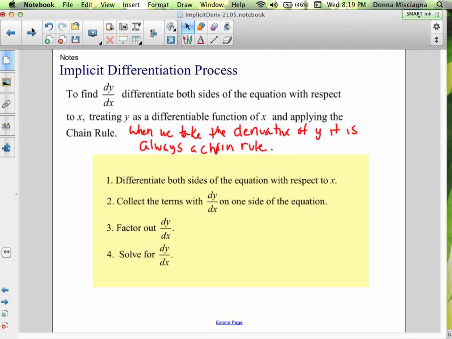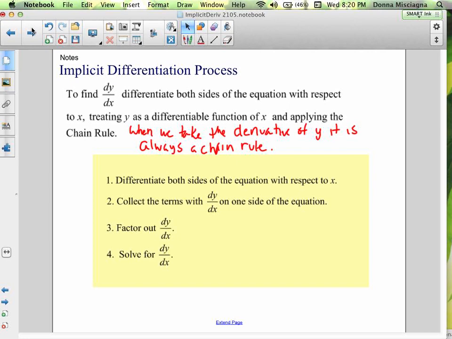This is in your notes. These are the steps for implicitly differentiating. To find dy dx, we're going to differentiate both sides of the equation with respect to x. In other words, we're not going to move a thing. We're just going to take the derivative of all the different terms, treating y as a differentiable function of x and applying the chain rule.